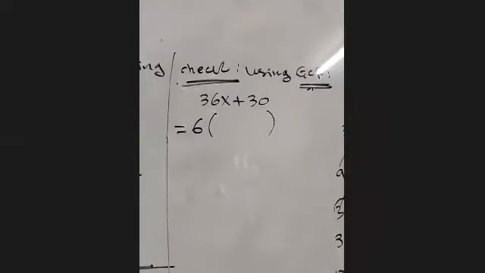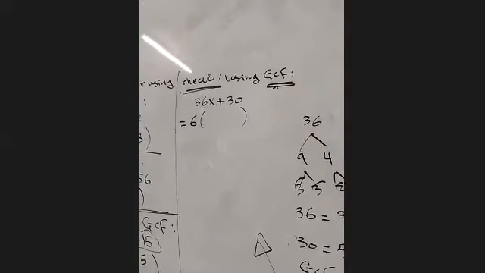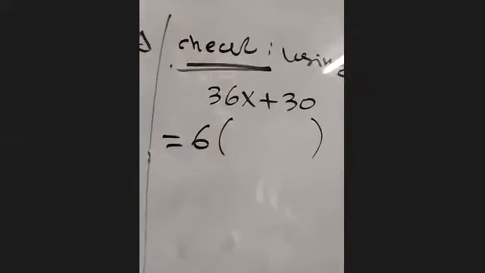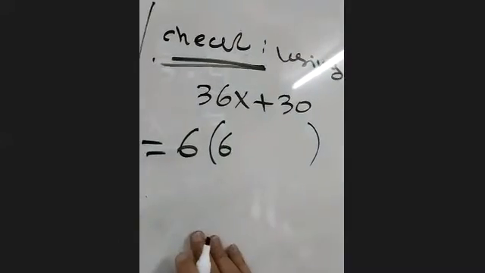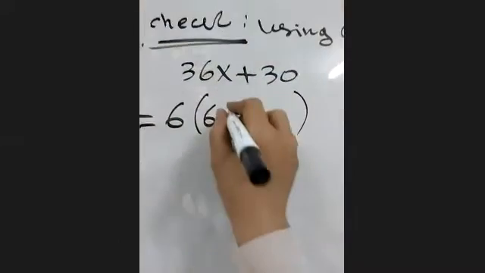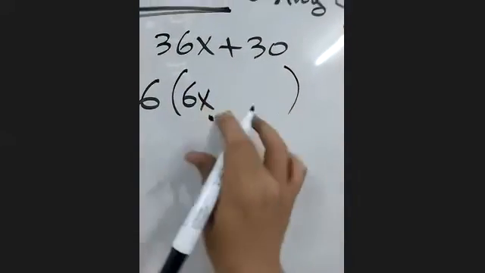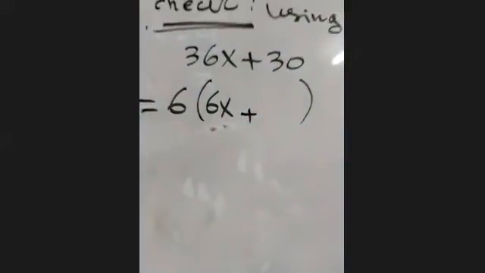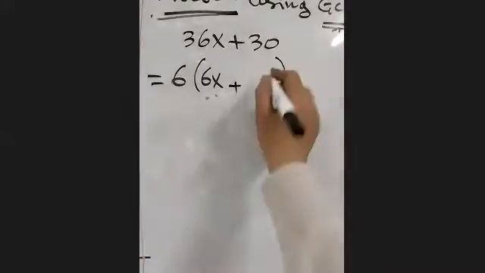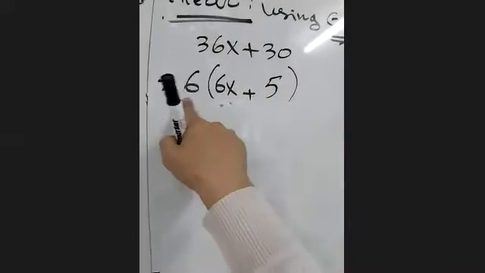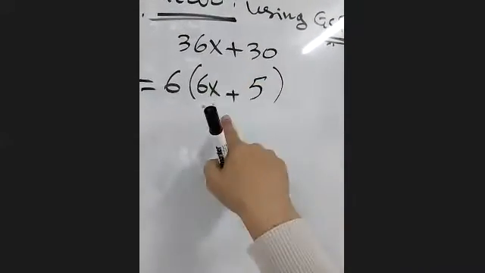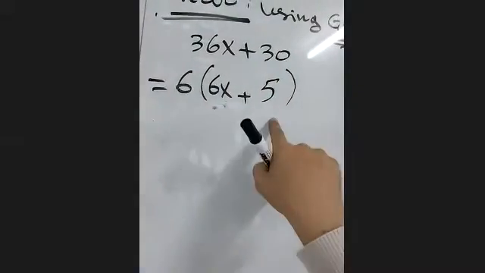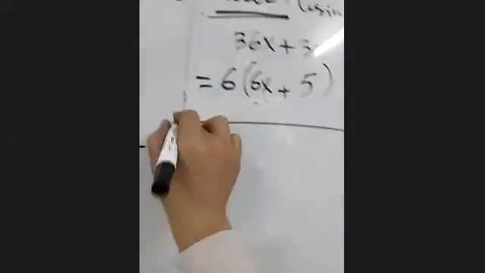What I will do now, tell me. We will make 36 divided by 6 equal 6x. Yes, don't forget the x. Plus 5. 36 divided by 6 is 6x. Plus 30 divided by 6 is 5. Close your bracket. This is your answer.